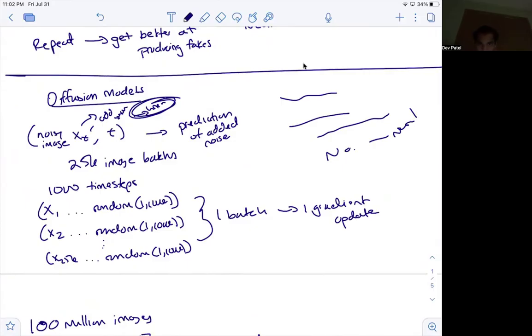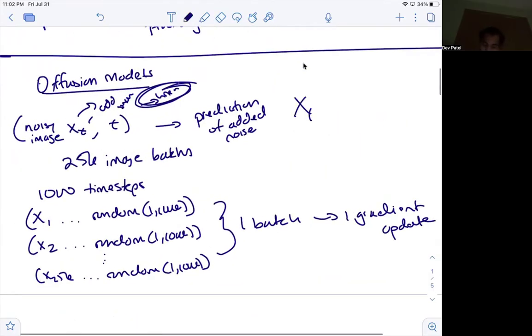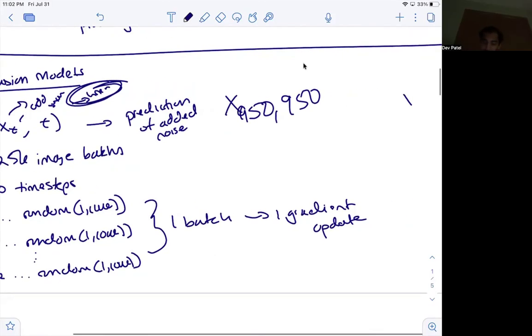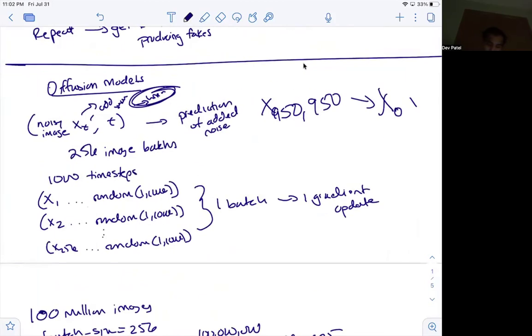So we get X_t, and then the model is going to predict what is the added noise from the original image. So we have X950, randomly sampled. And at time step 950, what is the noise that is added from X0, from the original image? That's what it's going to try to predict in diffusion models.